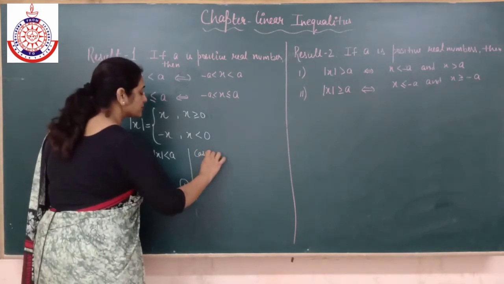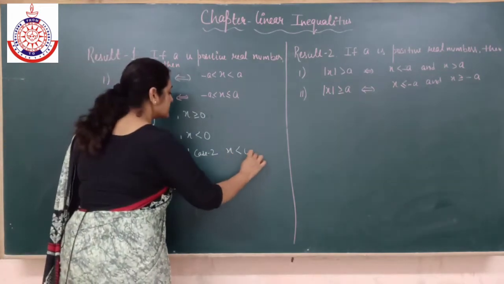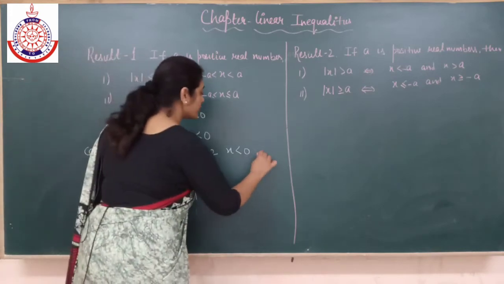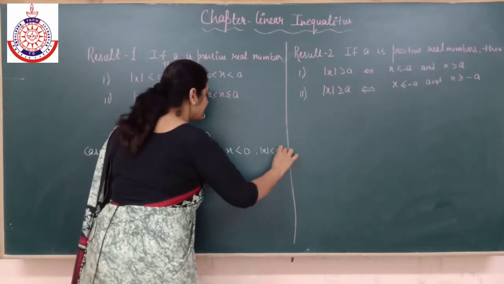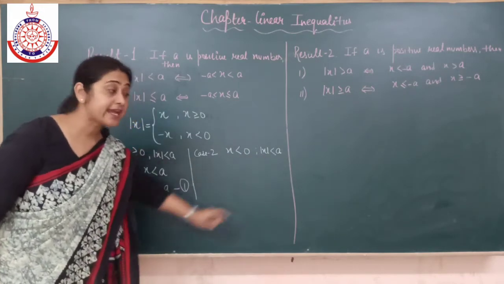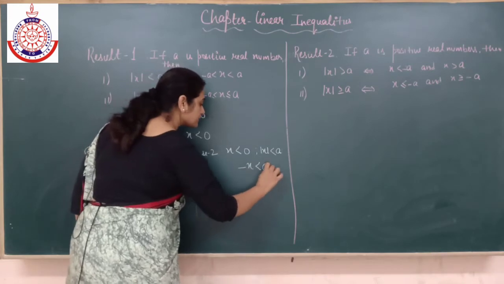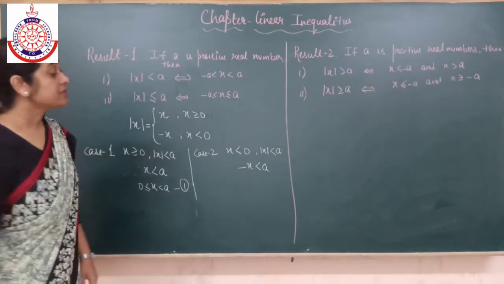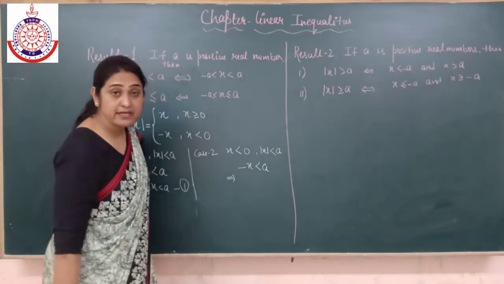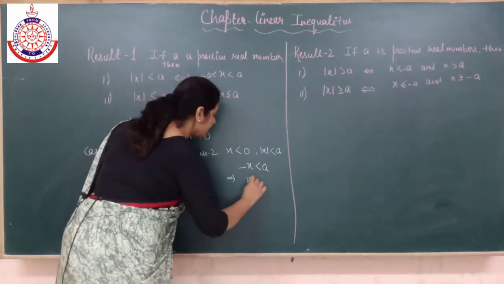Case 2. When x is less than 0, what happens? When x is less than 0, the question is given to be modulus of x is less than a. When x is less than 0, this bracket is opened with a negative sign. So I'll open this bracket with a minus. Multiplying both sides by minus. What happens when I multiply both sides by minus? The sign of inequality is reversed.